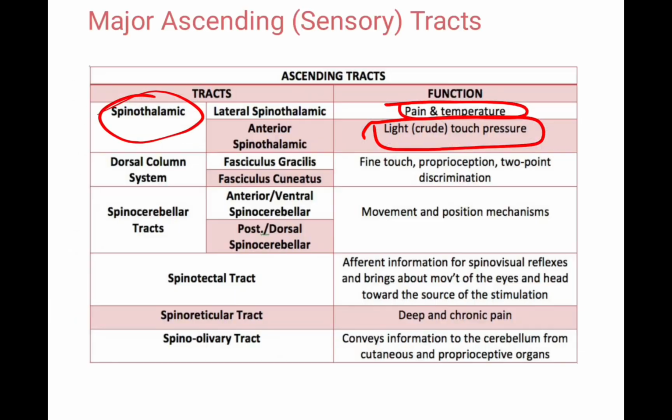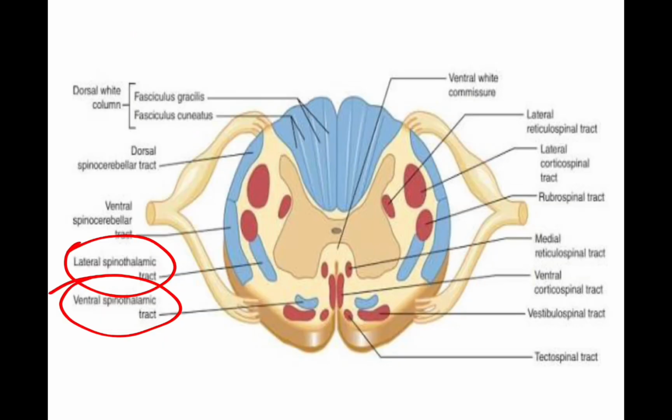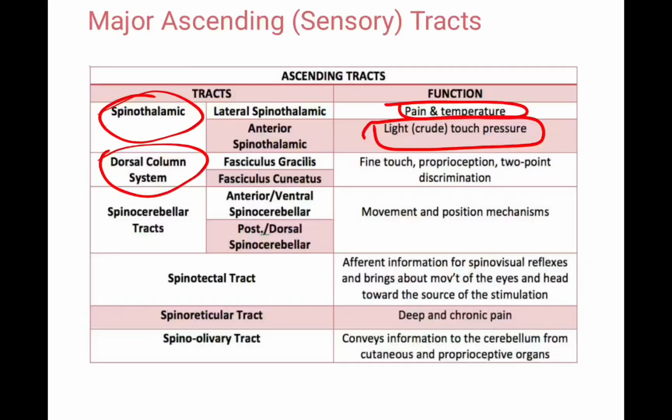So if you look at that, we have the dorsal column system, which is what you have here. The dorsal white column contains the fasciculus gracilis for fine touch, proprioception, as well as 2-point discrimination, as well as the fasciculus cuneatus. Both of these fasciculi are found in the dorsal column. They have fine touch, proprioception, 2-point discrimination.